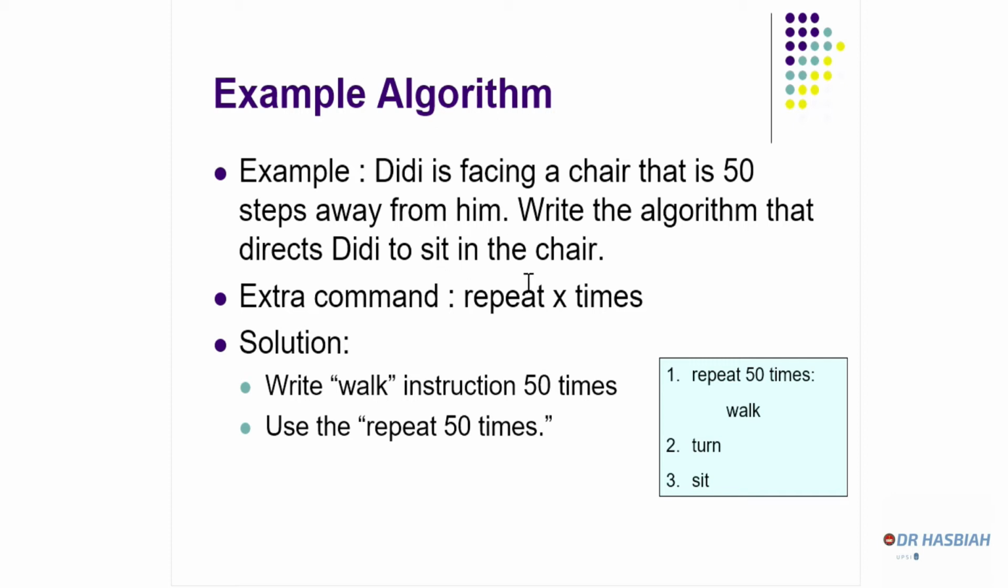We have the second example here, using Didi also. Didi is facing a chair that is 50 steps away from him. So the chair is now 50 steps away, just now it was 2 steps away. Write the algorithm that directs Didi to sit in the chair. Now we have to write the algorithm to direct Didi to sit in the chair.